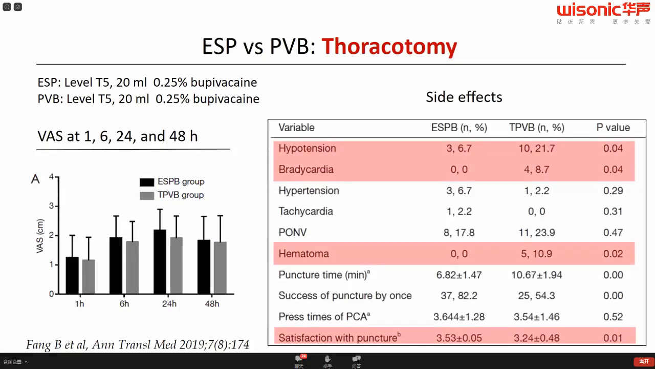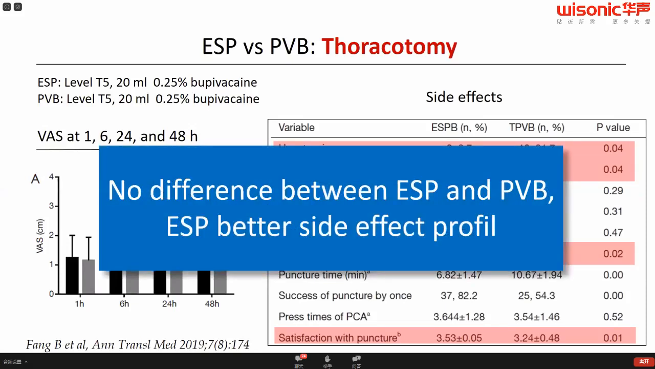And this was a comparative study of ESP block and paravertebral block for thoracotomy pain. And you can see here similar results regarding the pain scores and less hypotension and bradycardia in the ESP group. So the conclusion was no difference between both blocks, but a better side effect profile for the ESP.